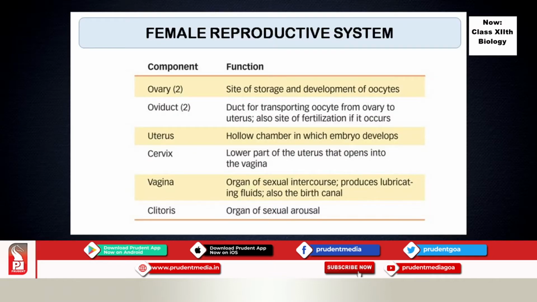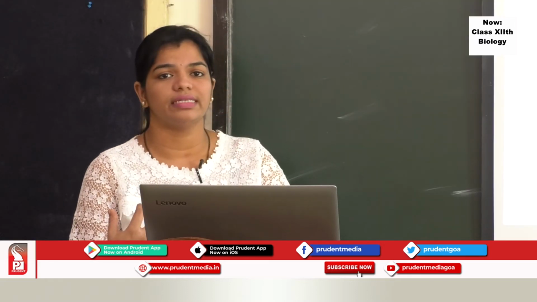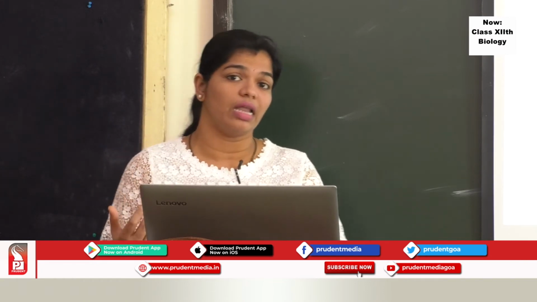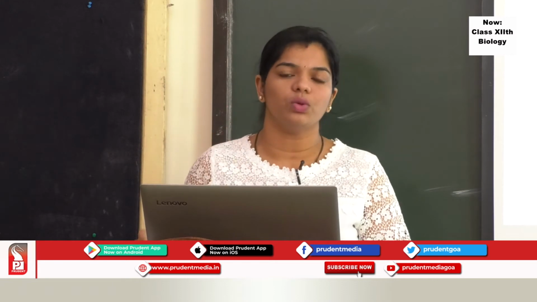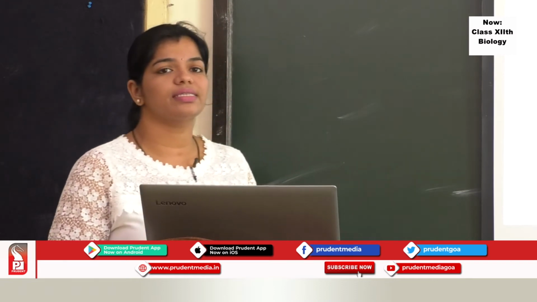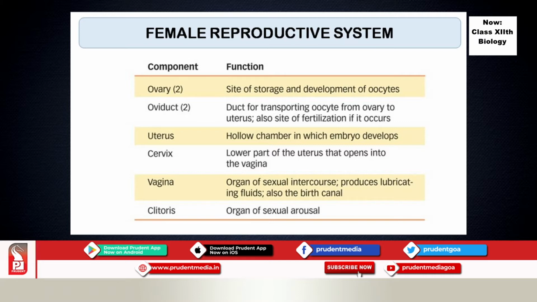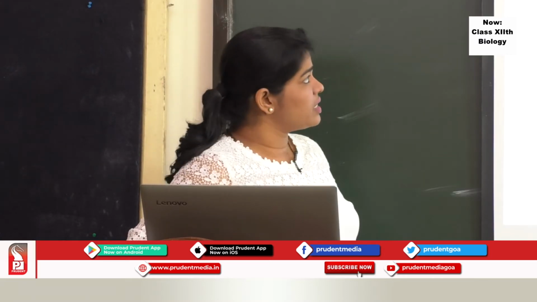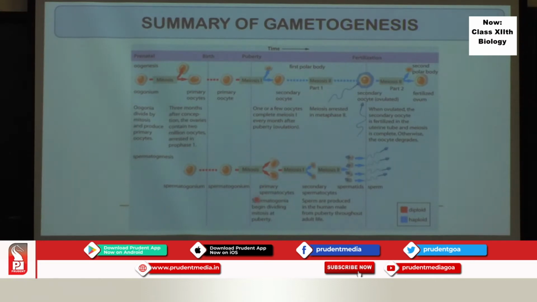Then you have the uterus. It's a hollow chamber where the embryo develops. Once the pregnancy is established, the embryo develops inside the uterus. Followed by the uterus is the cervix, which is a canal which connects the uterus to the vagina. And the vagina is an organ for sexual intercourse and it produces lubricating fluids, and it is also termed the birth canal.